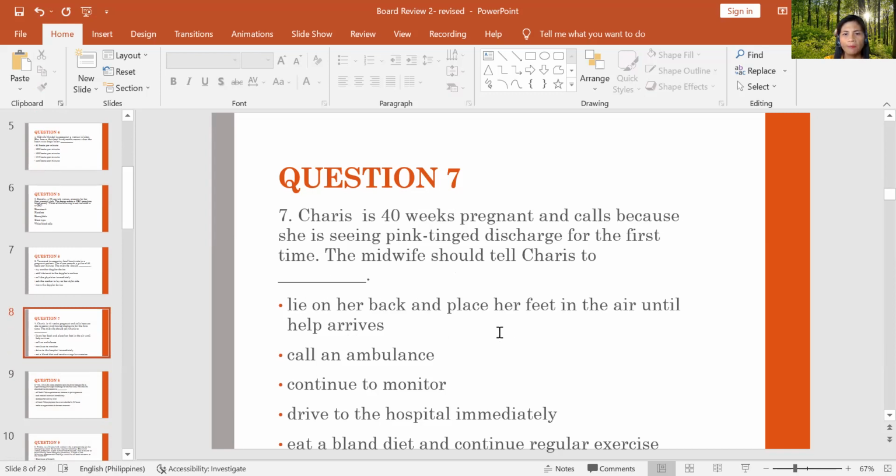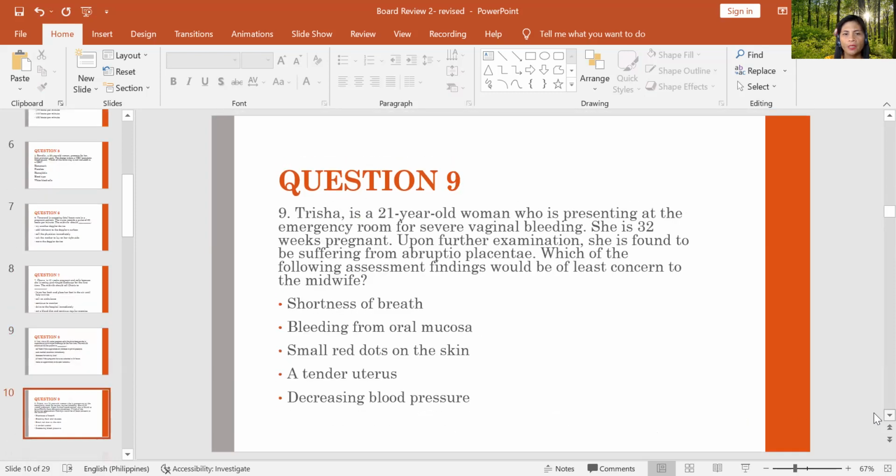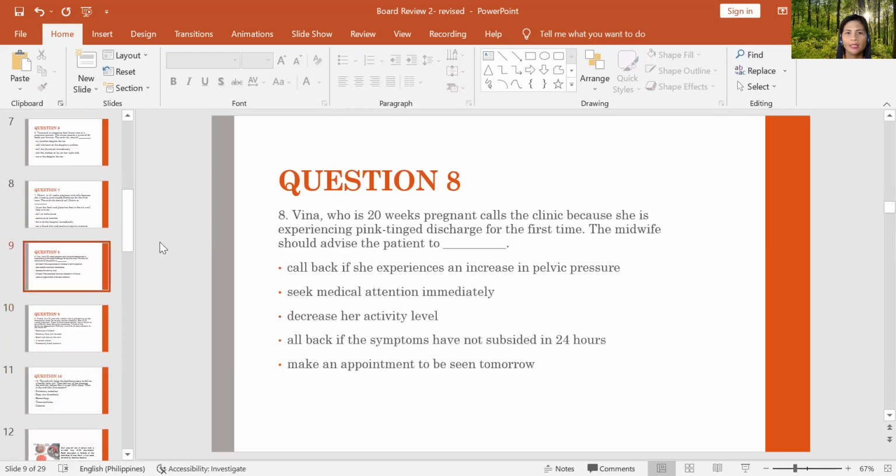Lie on her back and place her feet in the air until help arrives. Call an ambulance. Continue to monitor. Drive to the hospital immediately. Nay, saan na tayo?